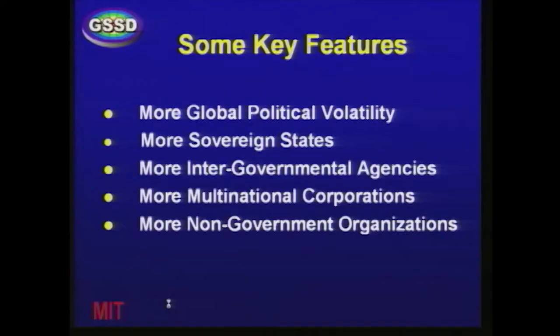We have more global volatility, goes without saying. We have more sovereign states. We have more intergovernmental agencies. We have more multinational corporations. That, I suppose, is the good news. But we also have more non-governmental organizations. Now, the combination of all these mores creates a very interesting political algorithm.